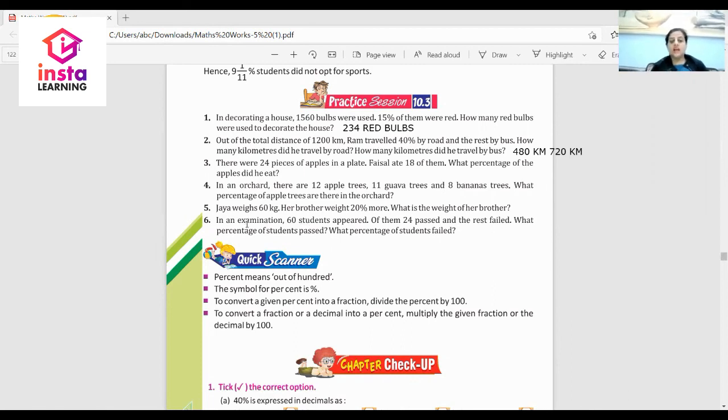Now, Jaya weighed 60 kg. Her brother weighed 20% more. What is the weight of her brother? So take out 20% of 60, and then when you add it, you will get the answer.